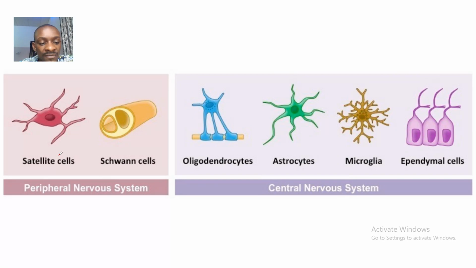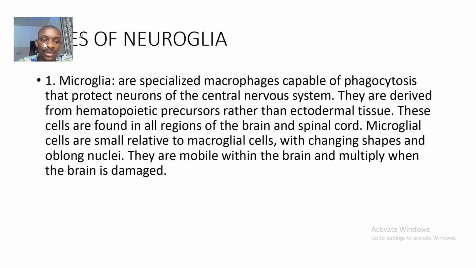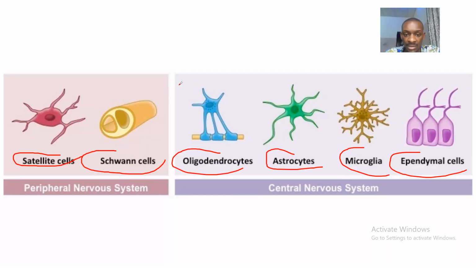Okay, so these are the various glial cells in the peripheral nervous system: satellite cells and Schwann cells. How about the glial cells in the central nervous system? Oligodendrocyte, astrocyte, microglia, ependymal cells. Okay, so what are the types of neuroglia? First of all, on our list we have the microglia. This is a microglia. Okay.